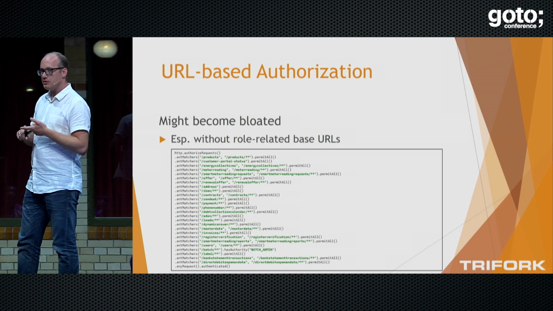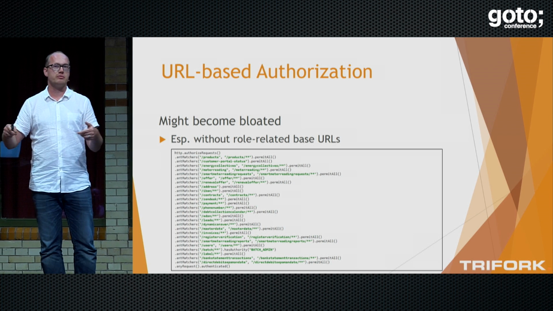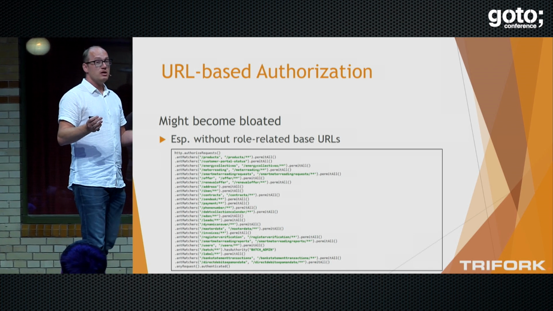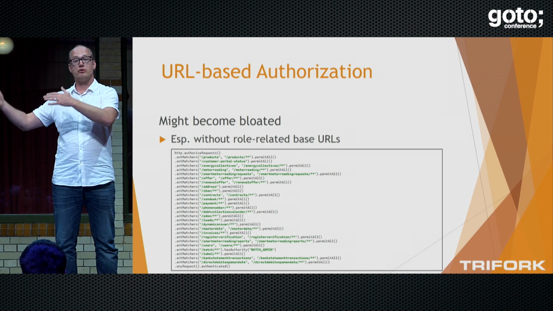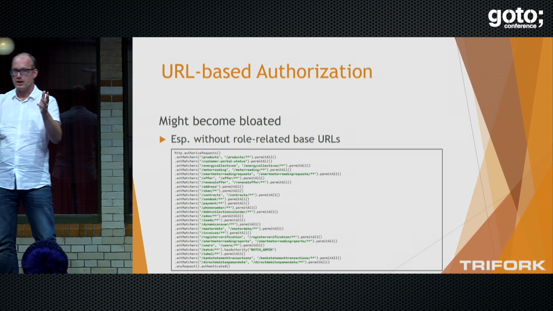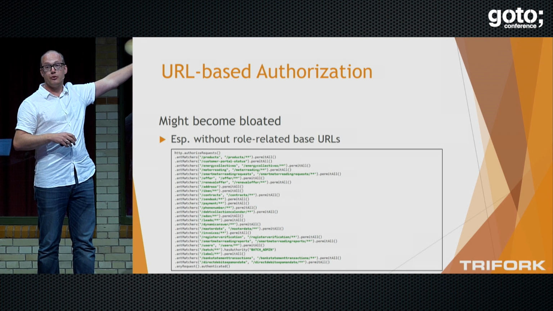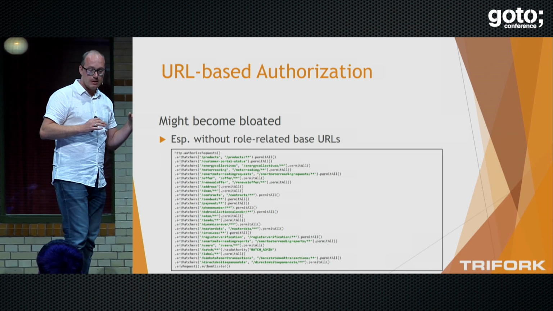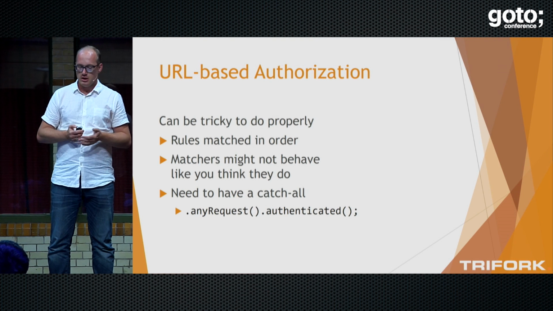Now, there are some limitations and some tricky things in using this approach, and especially in using this approach exclusively. So first of all, this might become bloated very quickly, especially if your URL structure doesn't actually mirror your authority or your role structure, but you're using some other way of mapping out URLs. Very quickly, your code will look like this. And this is like 1/3 of the overall configuration of an actual project I'm working on. So this can become very tedious to do maintenance on very quickly.